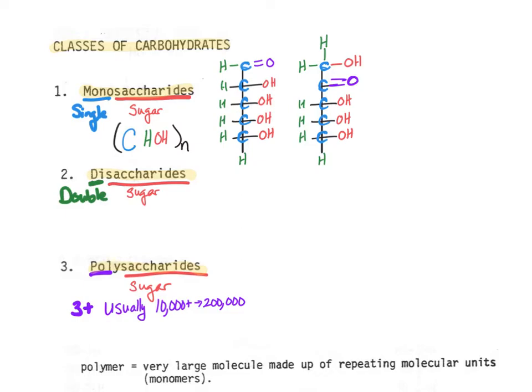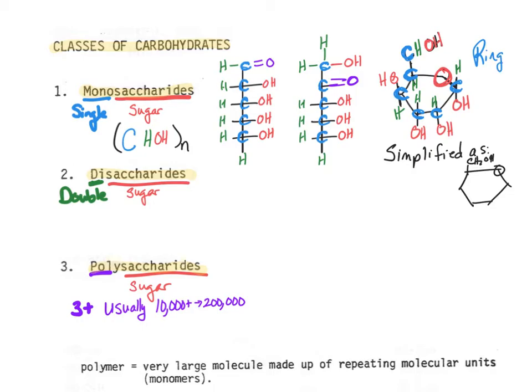Another way that we draw monosaccharides is to draw a ring. And in nature, this is the most common form that we see, is in this ring form rather than in the vertical form. We draw the vertical form in order to understand the relationships between them, but the ring form is the way that we find it in nature.